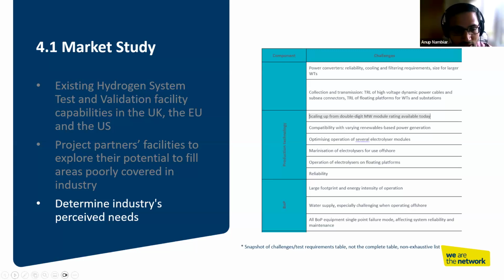We did two things there. One was to look at all the different components that constitute a hydrogen system, from the production technology to the balance of plant, including the wind turbine in this case, and also come up with potential test requirements for each of these components.